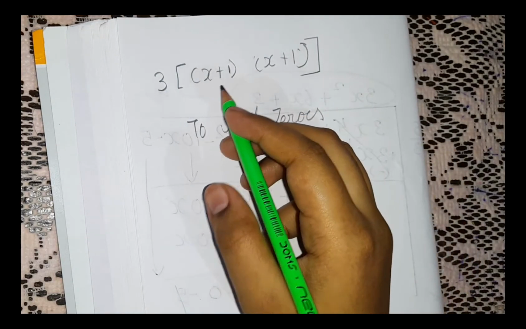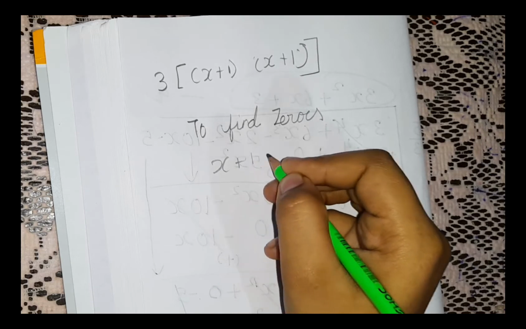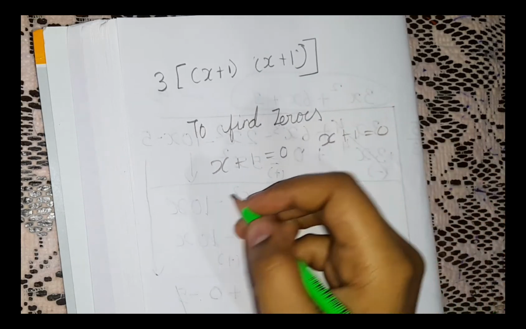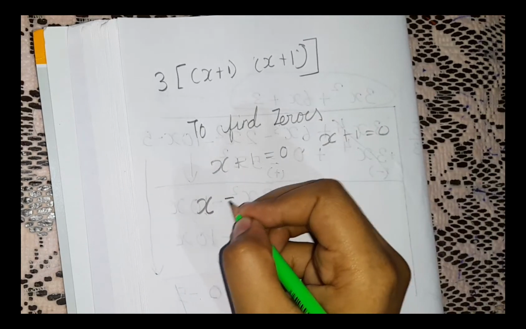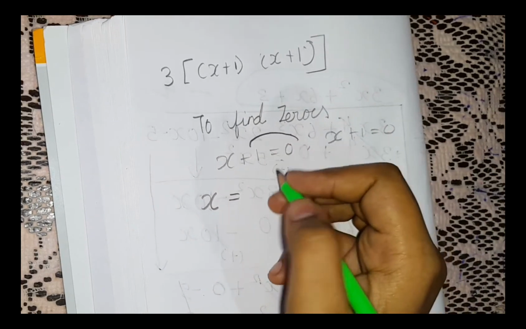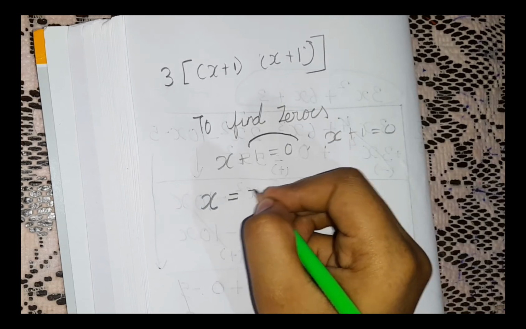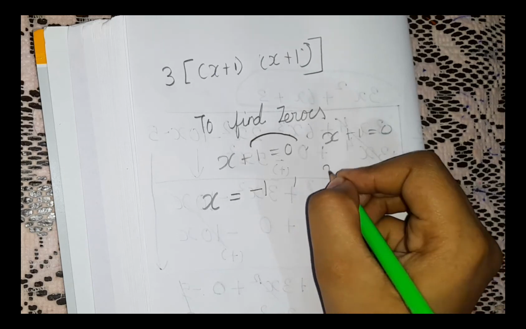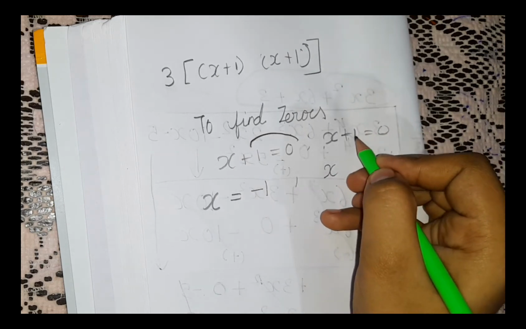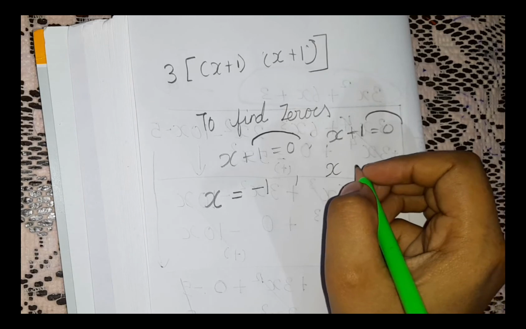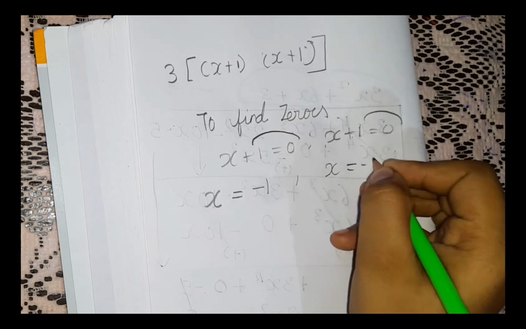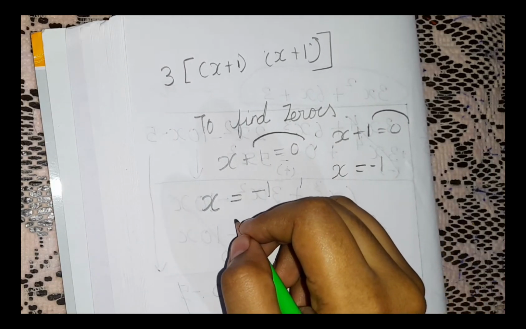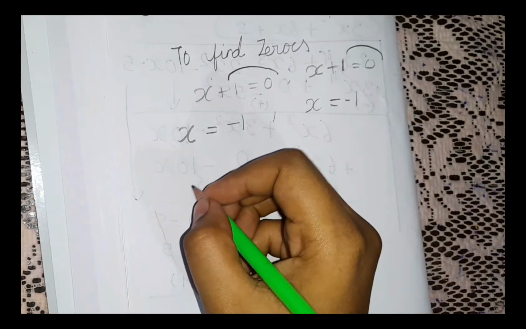For that we shall take x plus 1 is equal to 0 and x plus 1 is equal to 0, and then here we are going to write x is equal to, so when this plus 1 comes to the right side, it changes into minus 1, and when the other plus 1 comes to this side, it also changes into minus 1, so x is minus 1. So now we got 2 zeros right over here. So now we are going to write all the zeros.